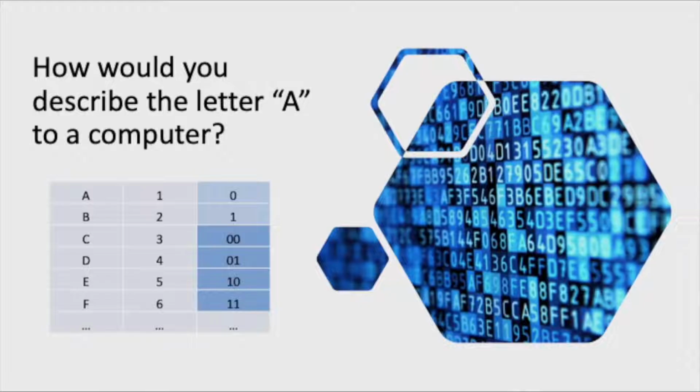So back to the question, how would you describe the letter A to a computer? We do so by using numbers, of course, to represent letters. So instead of A, we could have 1, B could be 2, and so on. We assign a number to represent each unique character or symbol we want to communicate.